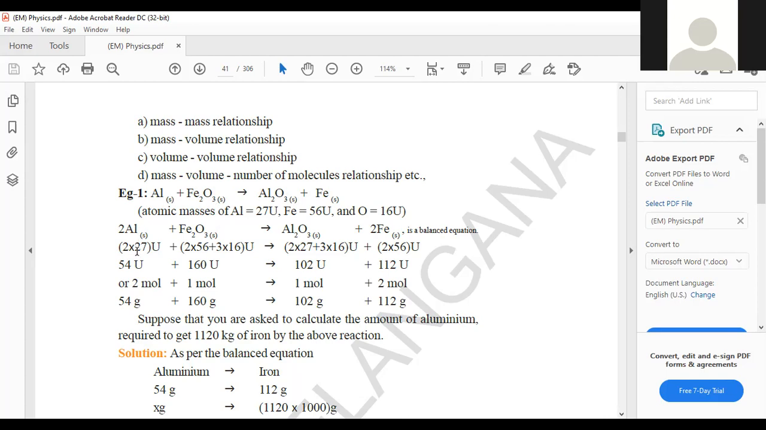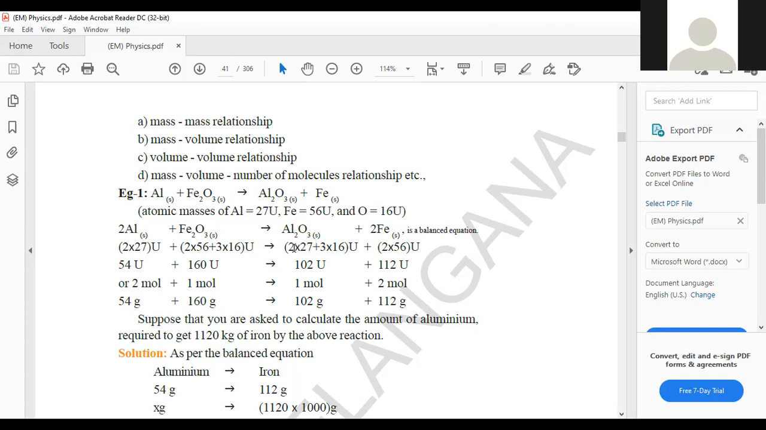Aluminium atomic weight is 27. How many aluminium atoms are there? 2 aluminium. That's why 2 is multiplied with 27, because the atomic mass of aluminium is 27 and 2 aluminium atoms are there. Fe2O3, its mass: iron is 56. How many irons are there? 2 irons. 2 into 56 plus how many oxygens are there? 3. Oxygen atomic mass is 16. Right? 2 into 27 plus 2 into 56 plus 3 into 16. This is the molar mass of Fe2O3.